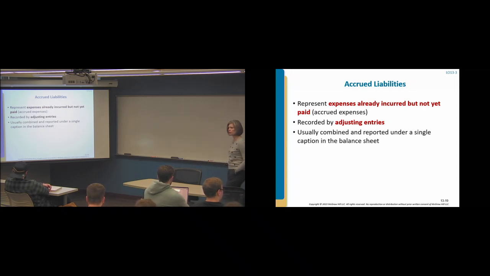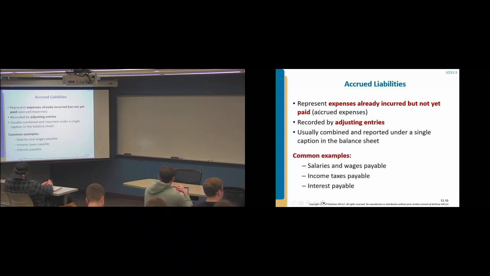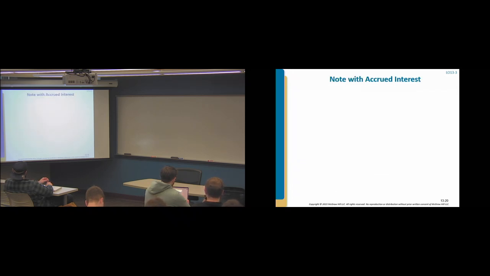And these are recorded through adjusting entries, and we're going to practice one here. Usually all of your accrued liabilities are combined together and reported as a single amount on the balance sheet. Then you've got to go to the notes to the financial statements to find the details. I gave you two examples. The third would be income taxes payable. So let's take a look at an example of a note with accrued interest, because this is pretty common, so I want to make sure you guys can do this, and then we'll do a brief exercise to practice.